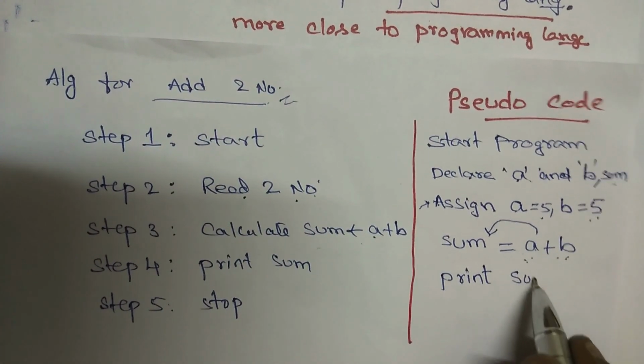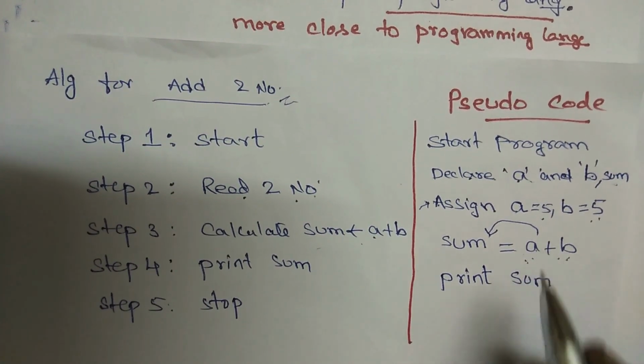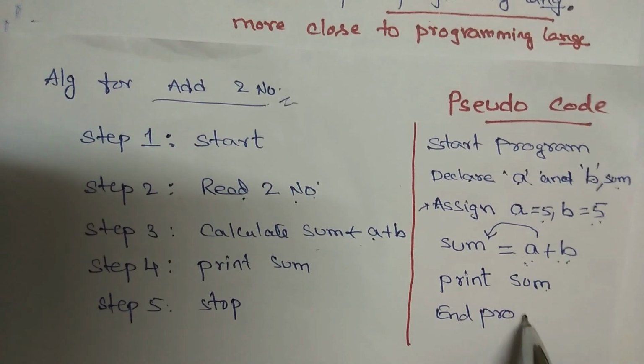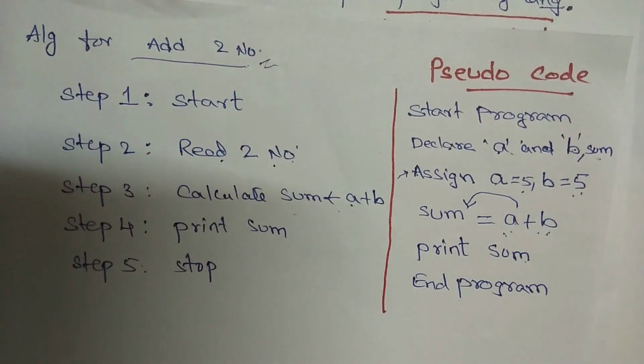What do I want to print? Sum. What is the sum value? The sum value is 10, right? And we have to end the program. Clear? That is the pseudocode. The pseudocode is nothing but written simply in literal English, which can be understood by programmers or users. You are simply writing a representation of an algorithm.